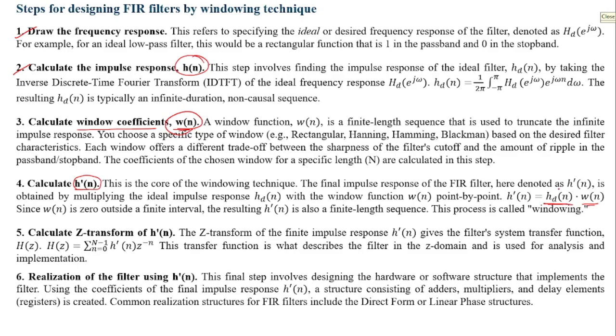This h(n) is for the desired frequency response, hence it is also regarded as h_d(n), h desired n, multiplied by w(n), which are the window coefficients. So we calculate this h dash n. Once we calculate this, the steps remain the same. Using these h dash n values, we compute the Z transform, and lastly we realize that filter.